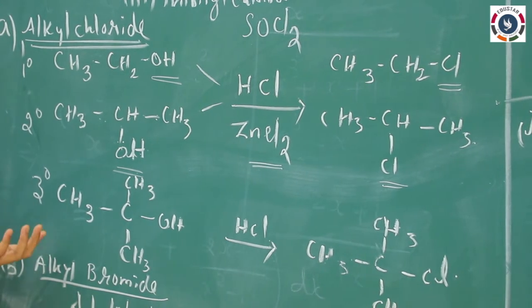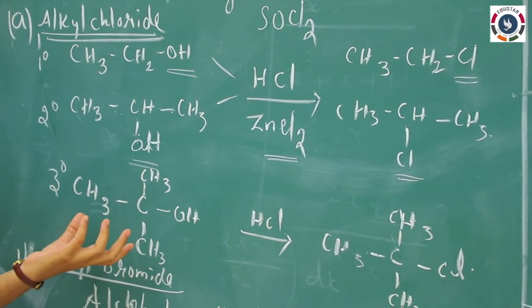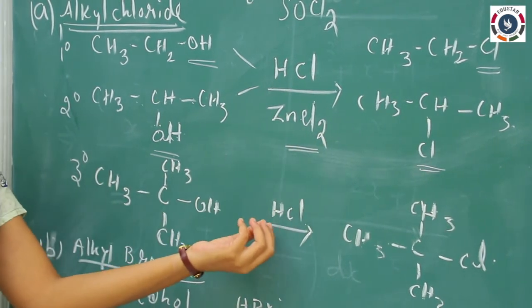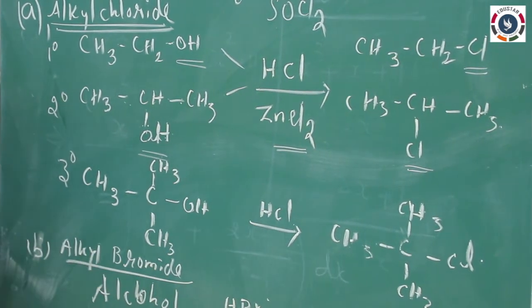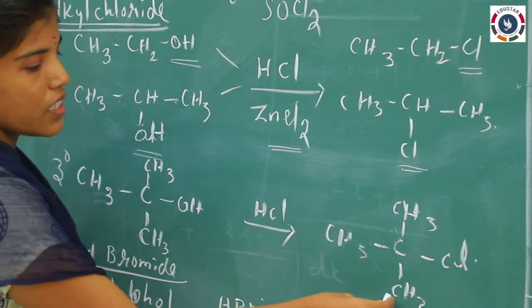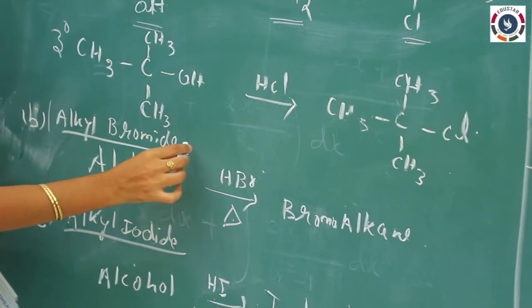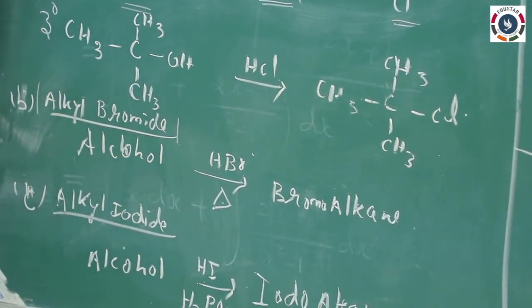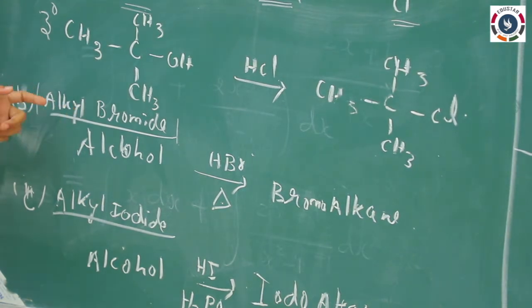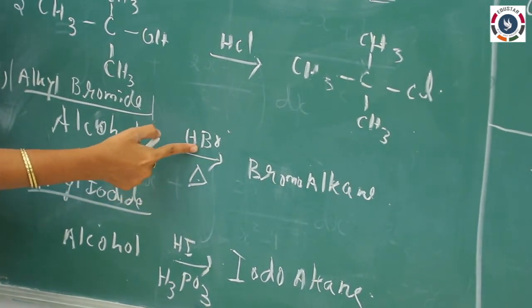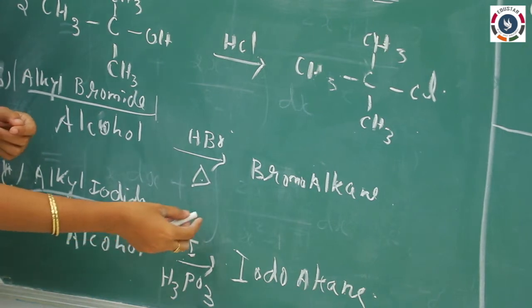The second one is the tertiary alcohol. For tertiary alcohol, it does not require the presence of zinc chloride. On just adding the HCl and shaking it, it will give the tertiary chloride. The second one is for the preparation of alkyl bromide. So far we have seen the preparation of alkyl chloride. Now we are going to concentrate on alkyl bromide.